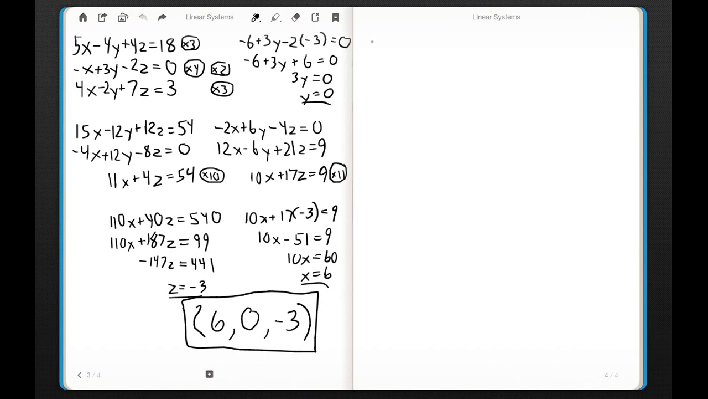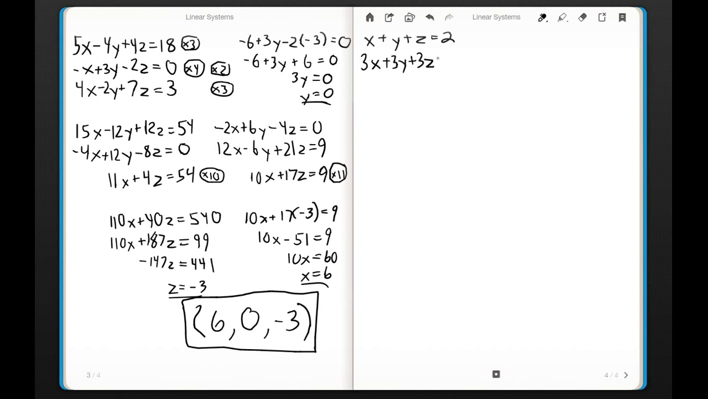Alright, now let's take a look at one more. X plus y plus z equals 2. 3x plus 3y plus 3z equals 14. And x minus 2y plus z equals 4. So this doesn't look too difficult. All the numbers are pretty low, so we can pick any of the variables that we want to get the same. So, you'll immediately notice something a little strange.